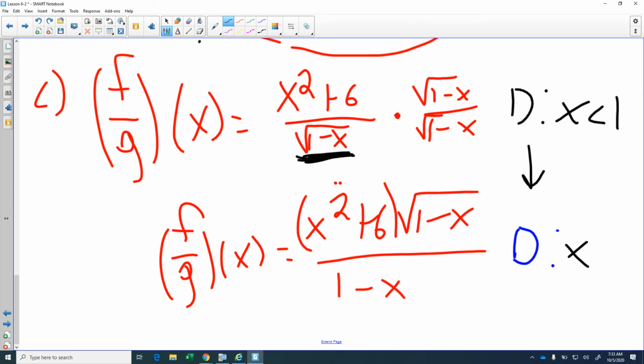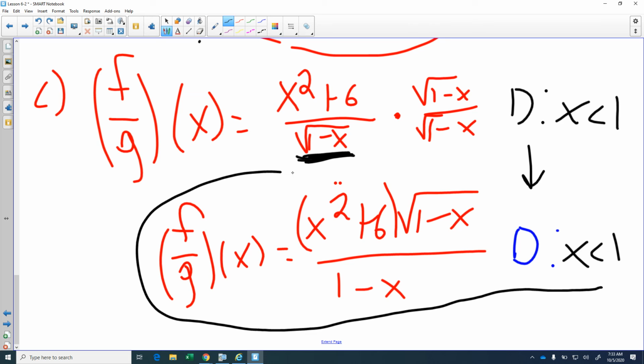So what happens is my domain actually stays the same, simply because even though it's gone on the bottom function, or in this final simplified version, technically it was there to begin with. So that means I have to restrict it at that point. Okay. And that's the function composition of this problem.